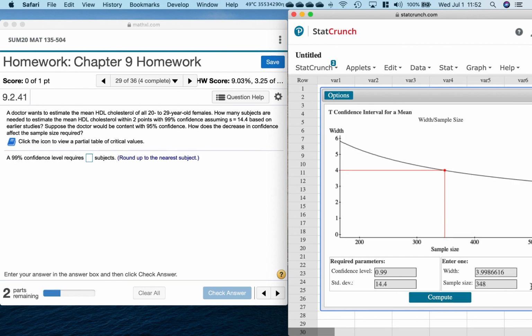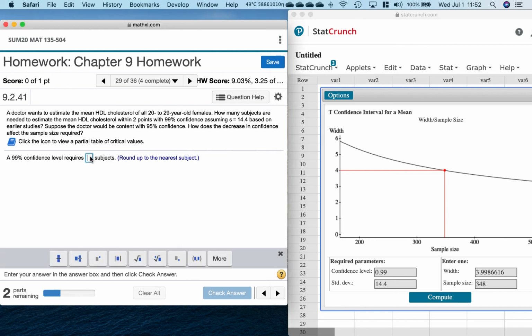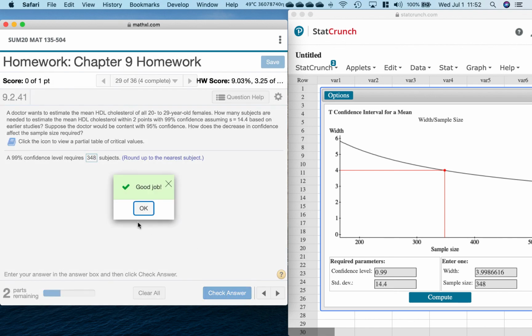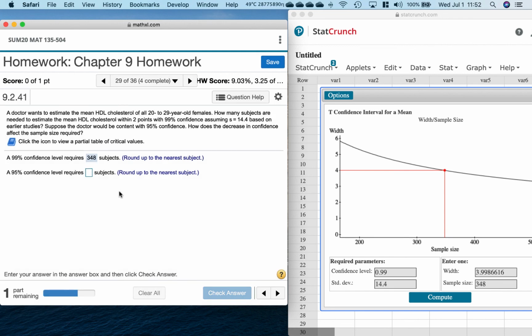Notice it comes back and says that we have to have 348. So let's plug this in here, 348, and check our answer, and hopefully we get our green box, and we did. So you can go ahead and do part B. I'll leave that for you to do. We got critical values taken care of, we got confidence intervals taken care of, and we got sample size computation for the sample mean taken care of. So I hope this video helps you out.